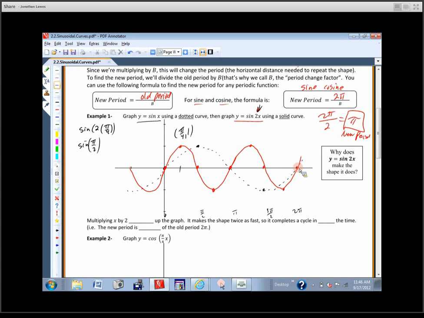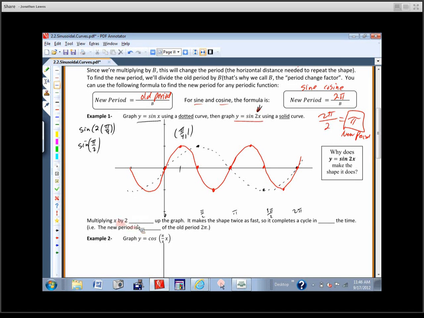So it must have sped up the cycling. It must be cycling twice as fast. So if it does it twice as fast, it's going to complete a period in half the time. Does that make sense? If we put a 4 here, it would go 4 times faster, and the new period would be a fourth of what the old one was. Does that make sense? Okay, that's what's going on here. The 2 is speeding up the cycling. It's speeding up the shape, so it reduces the period. Does that make sense? Okay, so let's write that down.